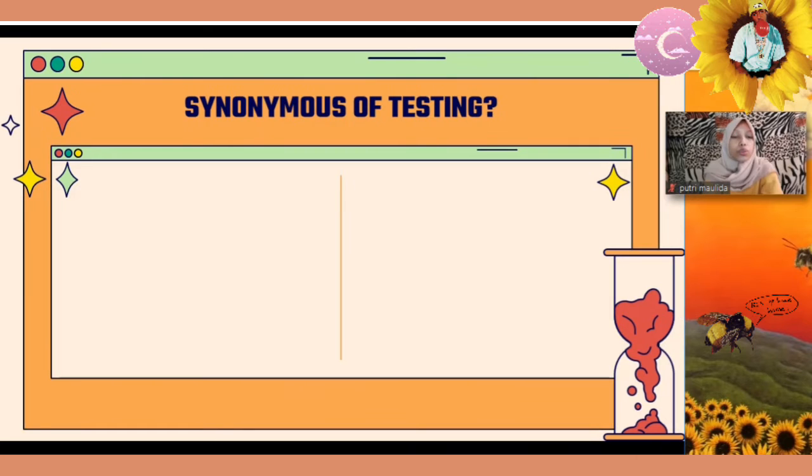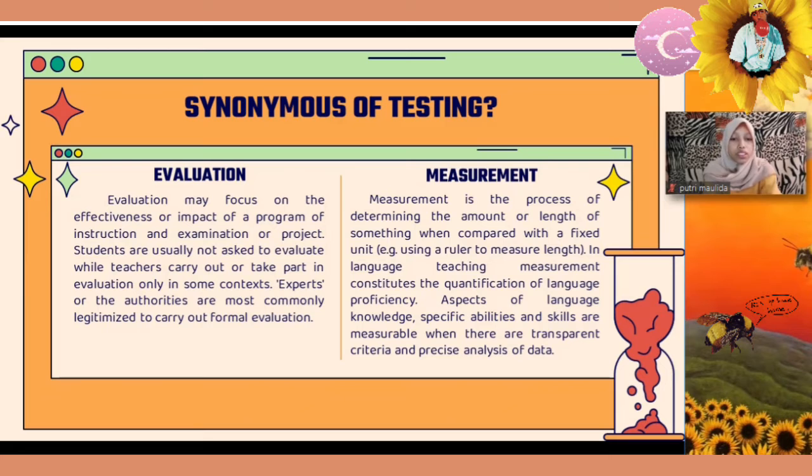Yes. What are the similar kinds of testing? Evaluation and measurement. Are they the same? Let's see. Evaluation might focus on the effectiveness or impact of a program of instruction or a project. For example, in one program or project, they will evaluate at the end of the program. The staff that do the program will evaluate what they have to improve, or whether it is already good enough, or what is bad. So the expert will evaluate.